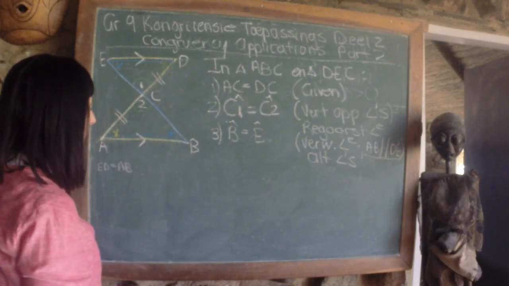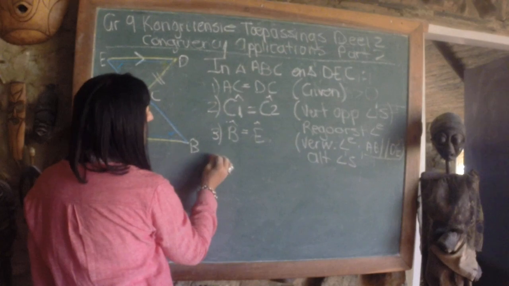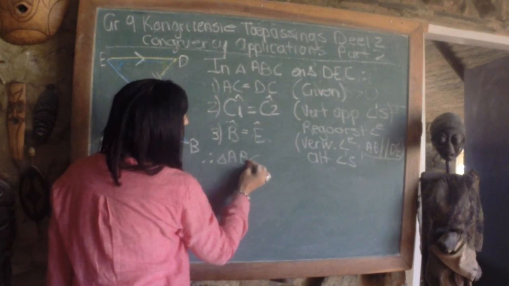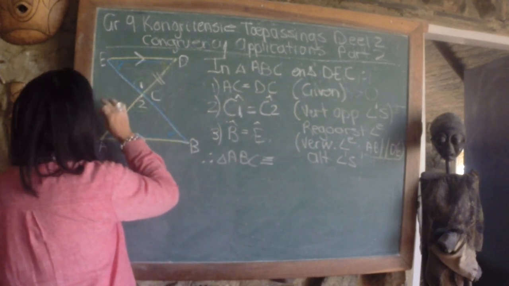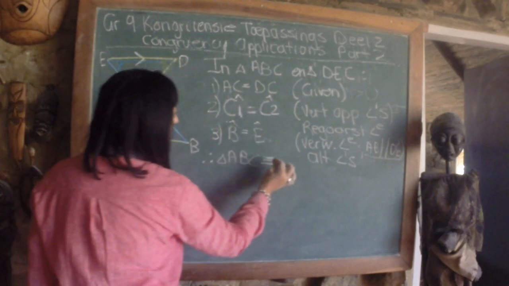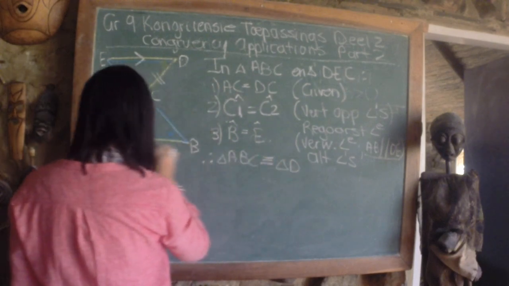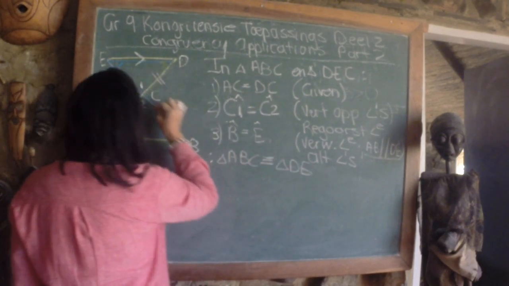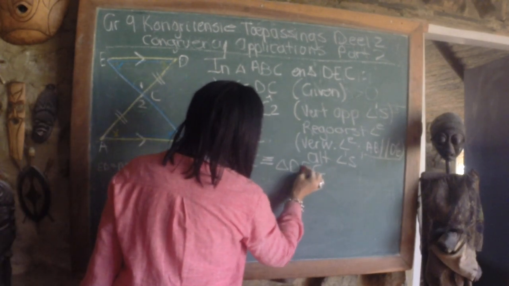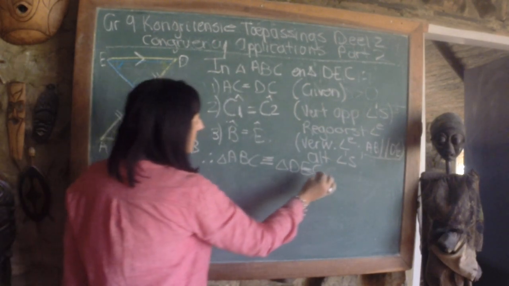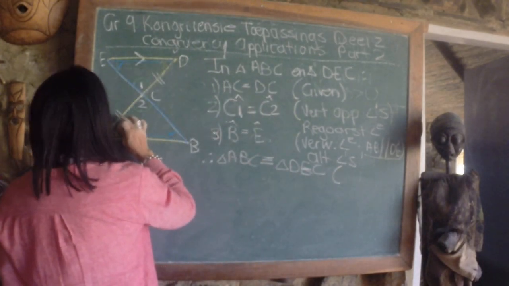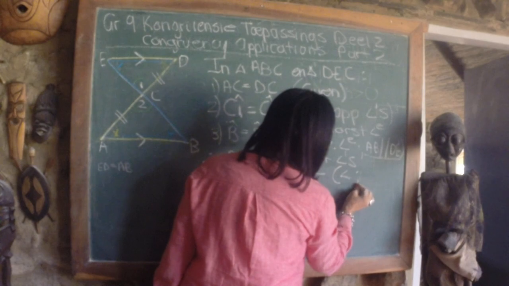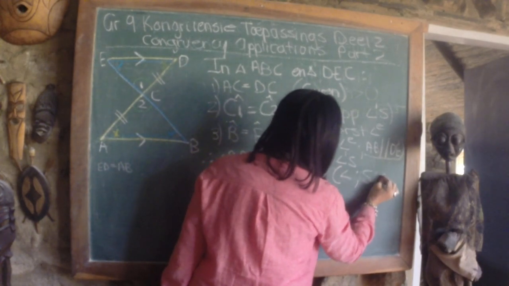But now, I've got 3 things, so therefore, triangle ABC is congruent to triangle DEC, A goes with D, B goes with E, and then C goes with C. And the reason is angle, side, angle. Angle, side, angle.